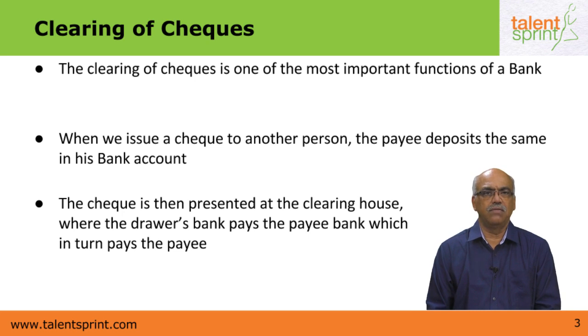Strictly speaking, the following persons are involved in the clearing of a check. One is the drawer of the check, who issues the check. Second is the payee of the check, in whose name the check is issued. The third is the bank on which the check is drawn, that is the account holder's bank. The fourth is the bank in which the payee maintains an account, the payee's bank, and finally the clearing house. These five together form the clearing process.